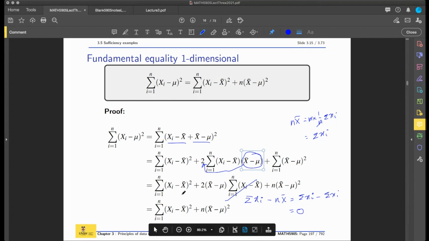And so we're just left with these two decompositions that we have in the proof. And again here, this doesn't depend on i, so I just sum this n times, and that's why that becomes n times (x bar minus mu) squared. Okay, so that's the fundamental equality, and we're going to apply this for this sufficiency example in the normal case.